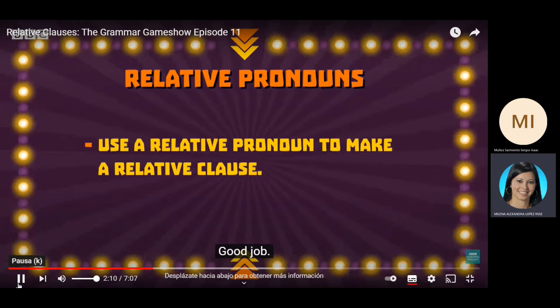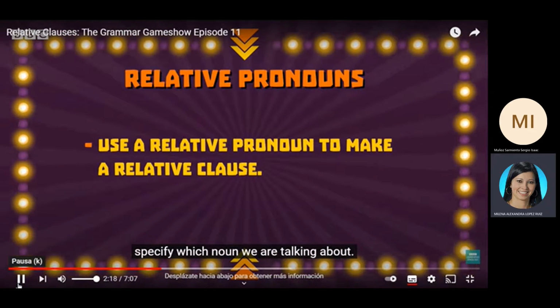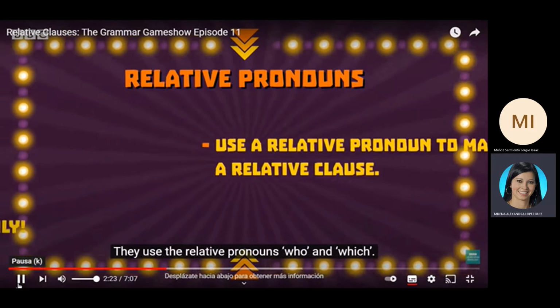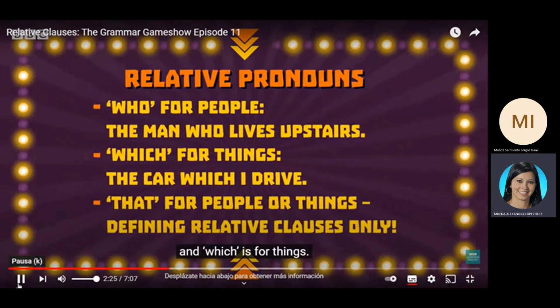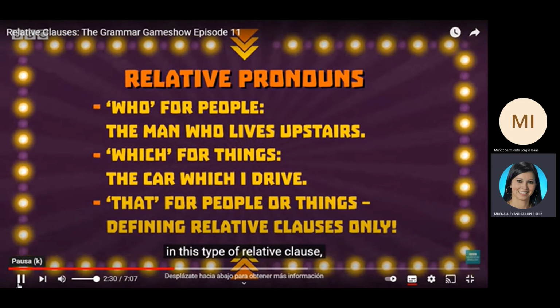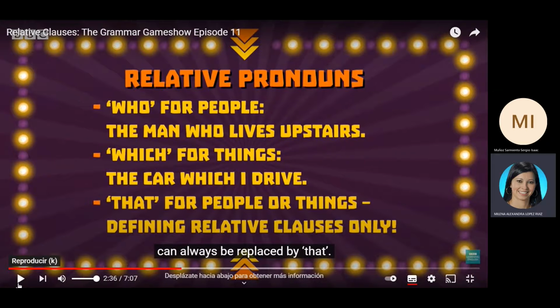Leslie! Good job. Defining relative clauses such as these specify which noun we are talking about. They use the relative pronouns who and which. Who is for people and which is for things. However, in this type of relative clause, both who and which can always be replaced by that. Okay, so like I would just say who for people, which for things, and that it can be replaced for whatever, okay, for people or things, okay?